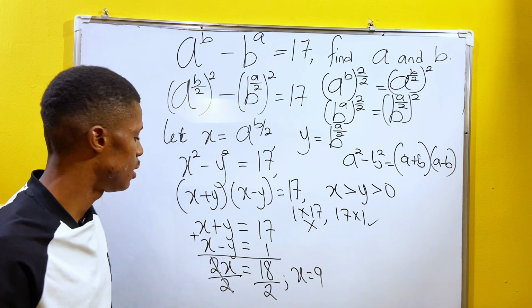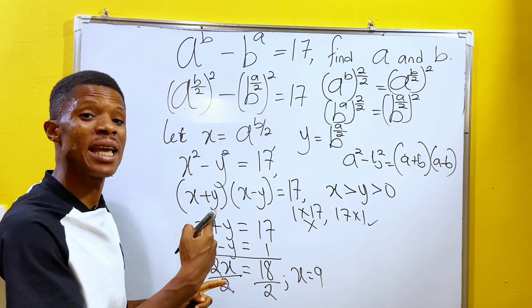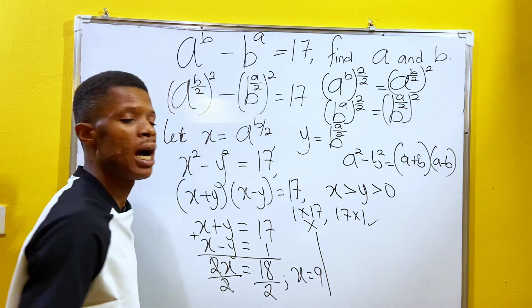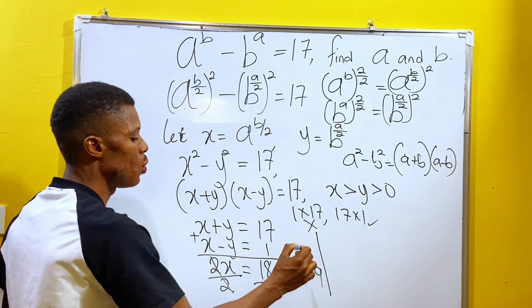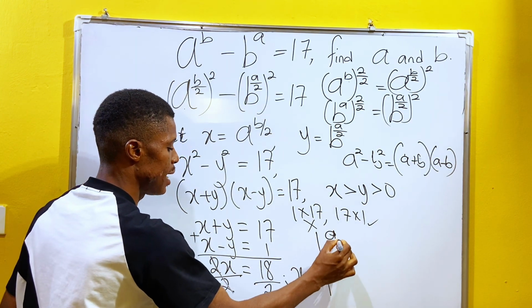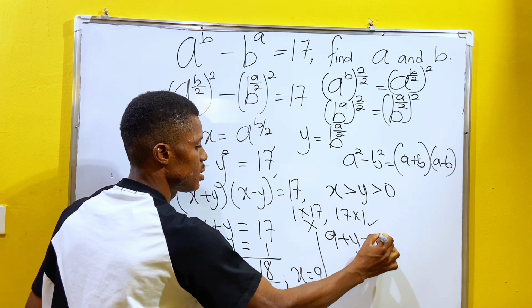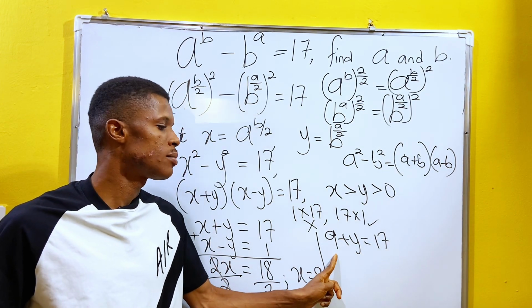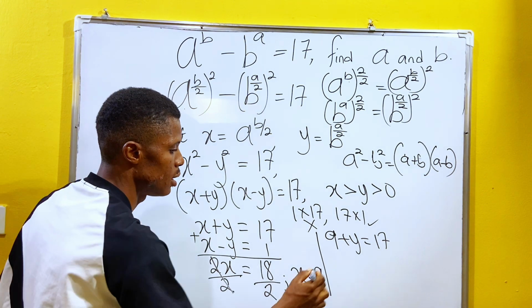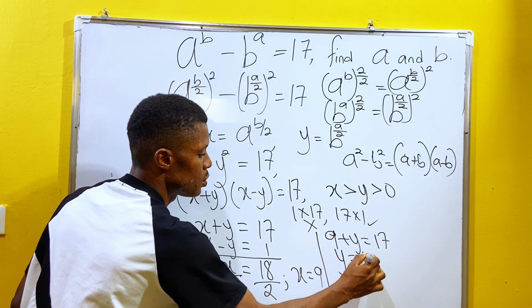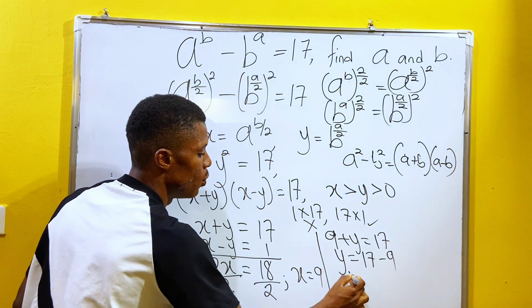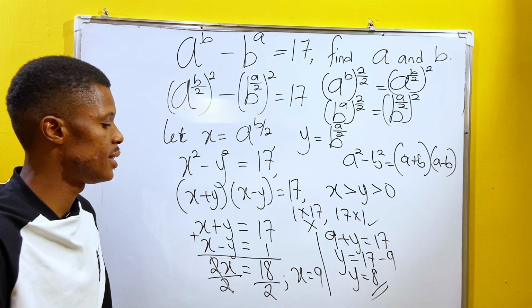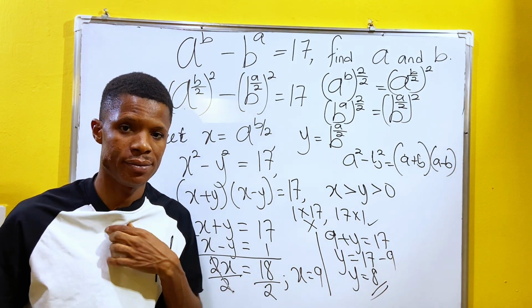Then let's work out the value of y. To do that, we'll put x to be 9 in any of the equations. I'll choose equation 1: x is 9, so 9 plus y is equal to 17. Okay? So to get the value of y, just minus 9 from both sides. You have that y is equal to 17 minus 9. y is equal to 8. Okay, y is 8, x is 9.